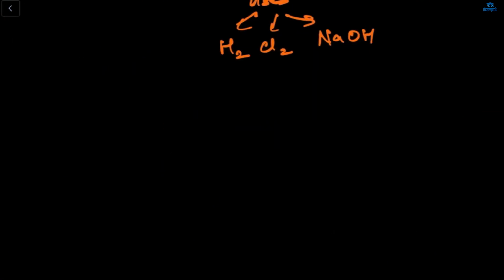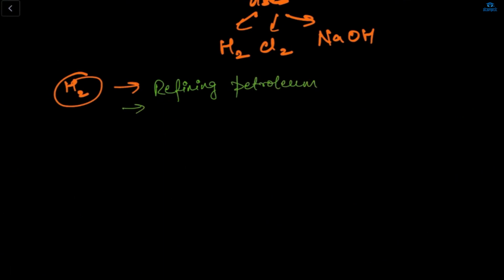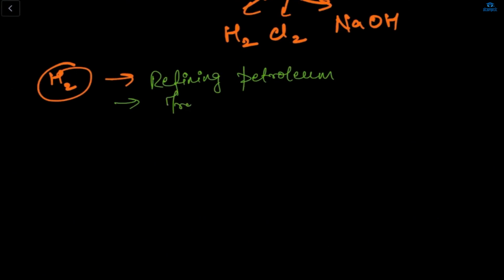First of all, we will learn about hydrogen gas, H2. The uses of H2: first, refining petroleum. With the help of hydrogen gas, we usually refine our petrol. The second one is treating metals, which is also done with the help of hydrogen gas.